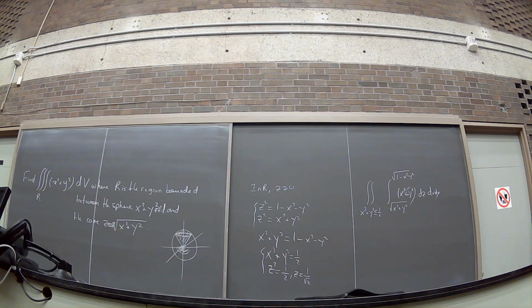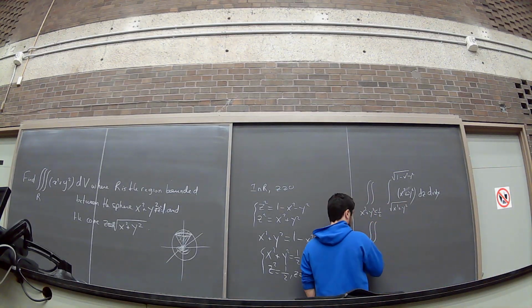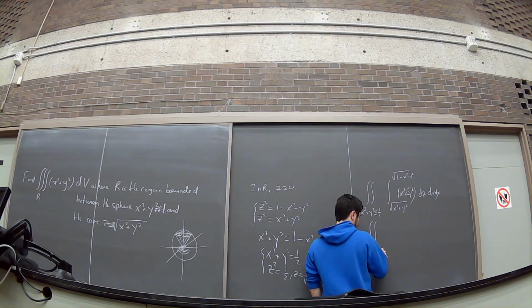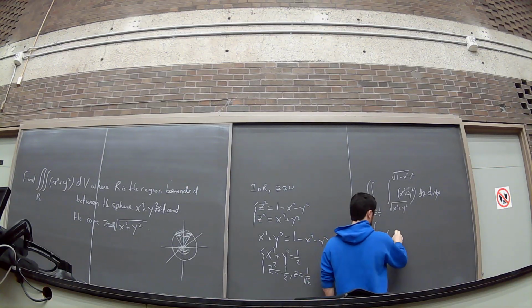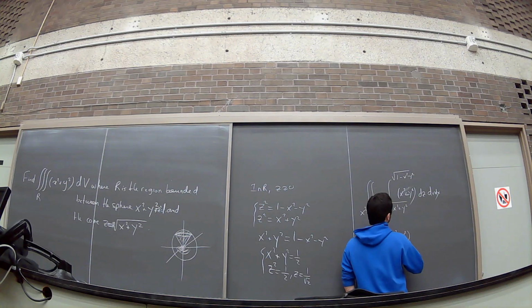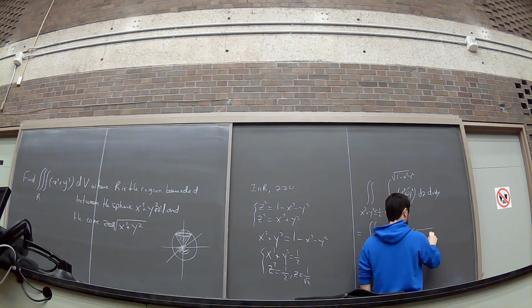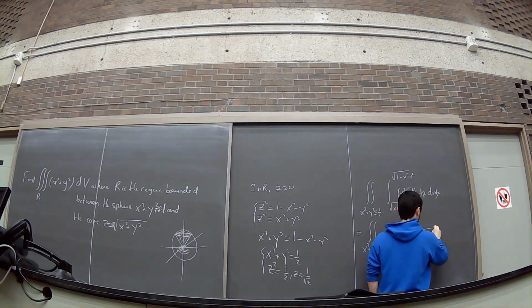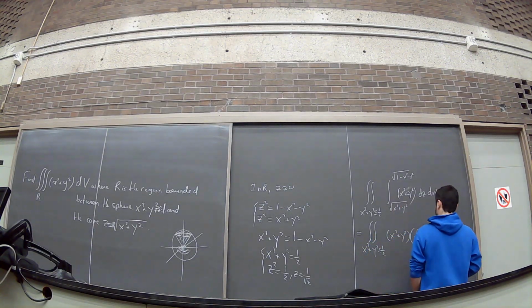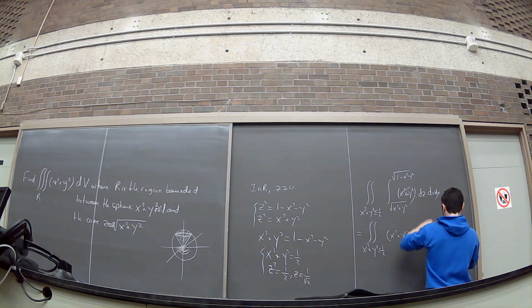Yeah. Now, what do I do here? I have x squared plus y squared. I eliminated all my z's. So what do I get? X and Y are constant with respect to Z, right? What is that here? It's good. Just a second. This is fine.